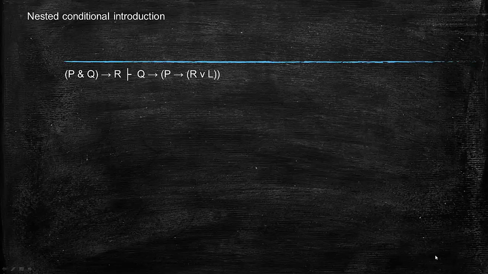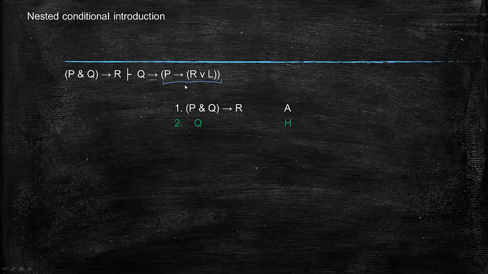So here we're asked to prove a conditional. The main operator is a conditional, but the consequent is also a conditional. So that suggests the following strategy. We only got one assumption, P and Q then R, and we hypothesize Q. When we hypothesize Q, our aim is to derive if P then R or L.